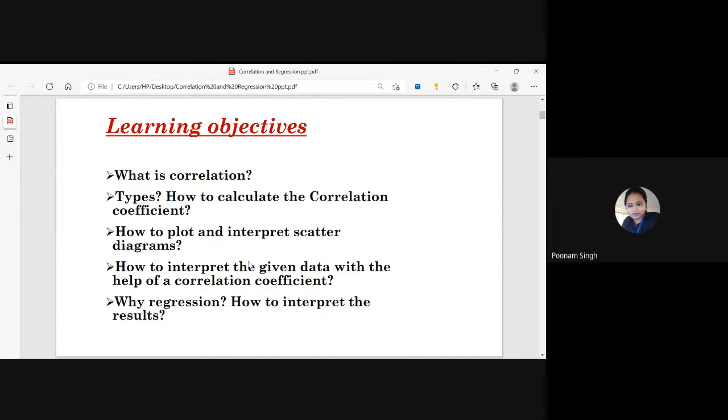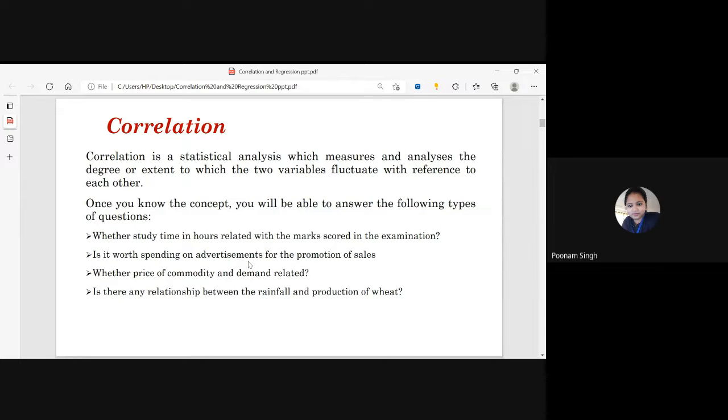So for the time being, if you have any confusion at any point, you can stop me there and ask, or clear your confusion at that time only. So let us start with the correlation.